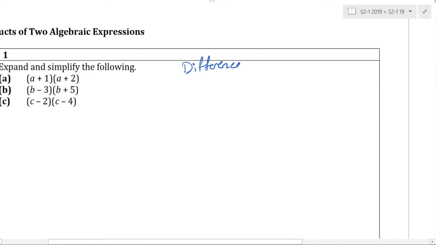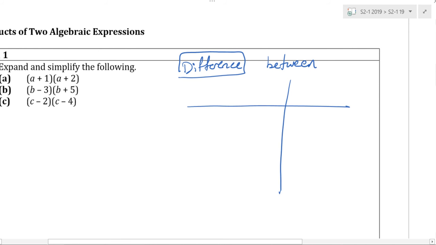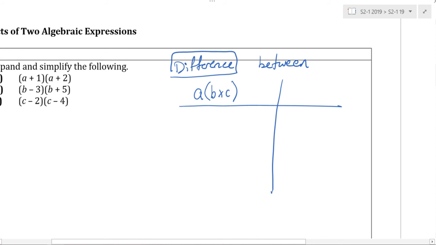Difference between two types. One is A bracket B times C. The other is A bracket B plus C.